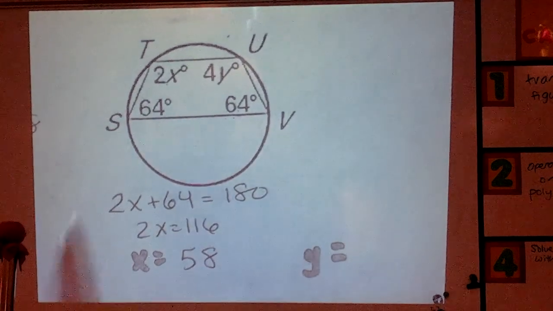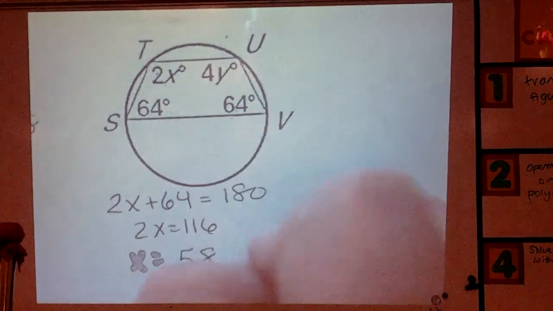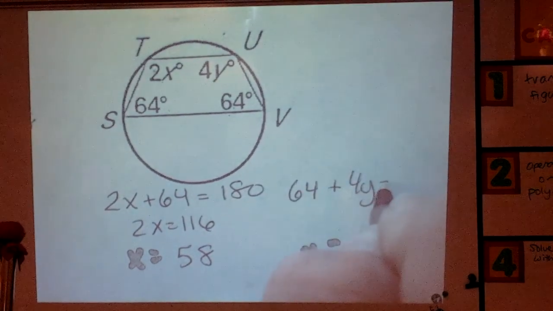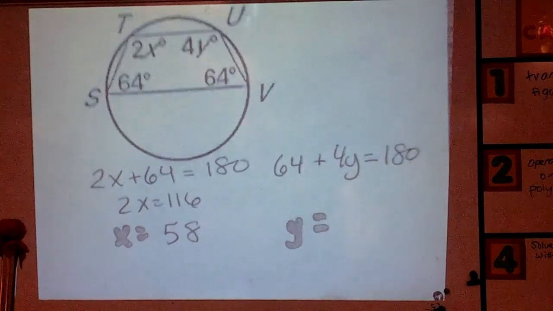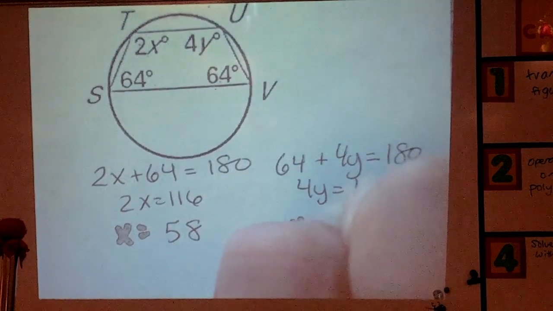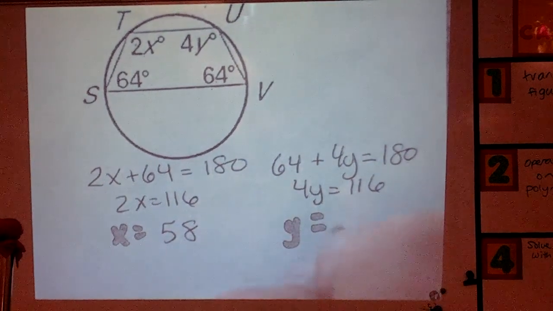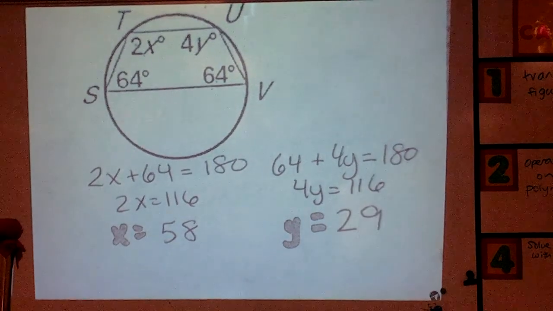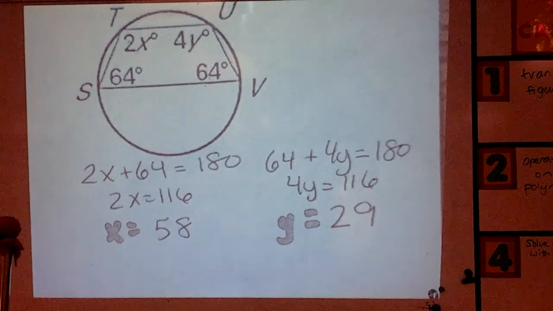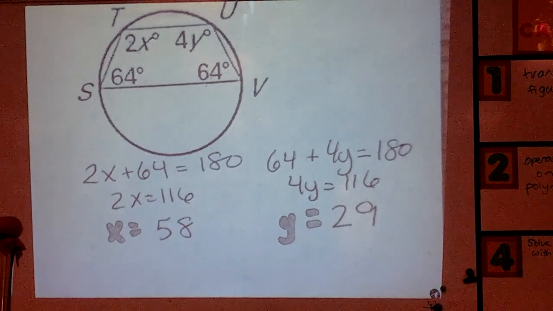And we're going to use that same idea to find y. My two opposite angles are supplementary. So 64 plus 4y equals 180. 180 minus 64 is 116. And if I divide by 4, I get y equals 29. Okay, so maybe rewind that, watch that again. Opposite angles of a quadrilateral in a circle are supplementary.